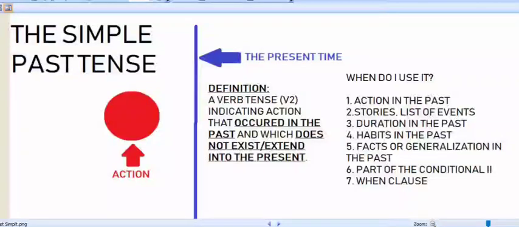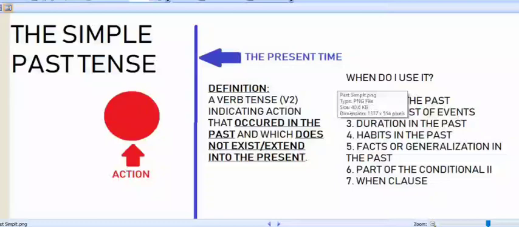And therefore, to describe the situation or scenario, we will be using a verb form V2. And if we use the verb form V2 to demonstrate an event that has occurred in the past already and which does not exist or extend into the present, I would call this representation the simple past tense. If you have seen my video, then you and I know that we went through 7 different scenarios and we saw lots and lots of examples for each scenario to understand this tense well.